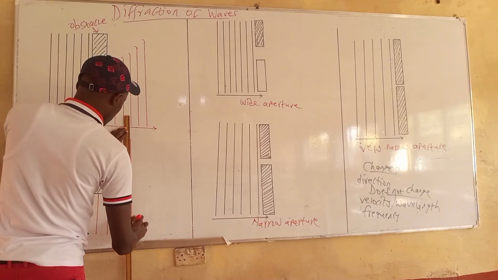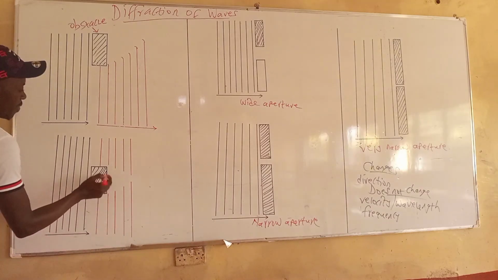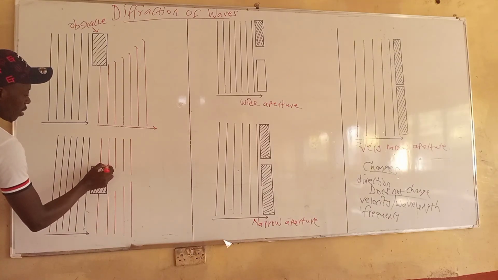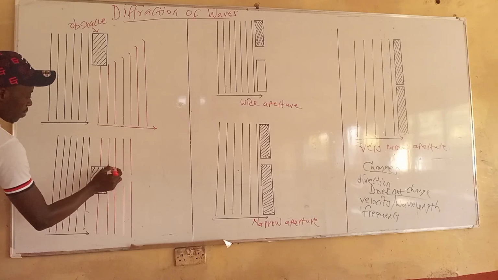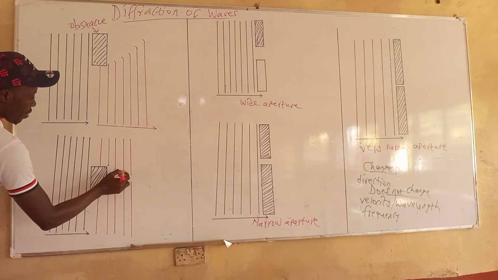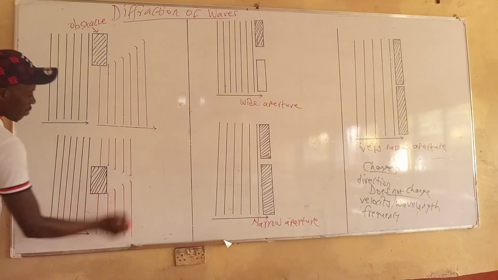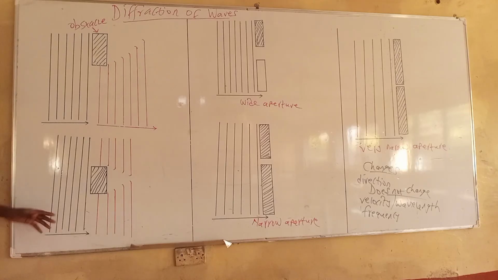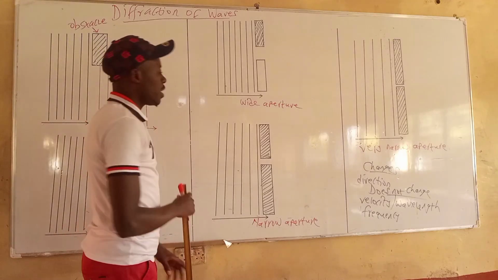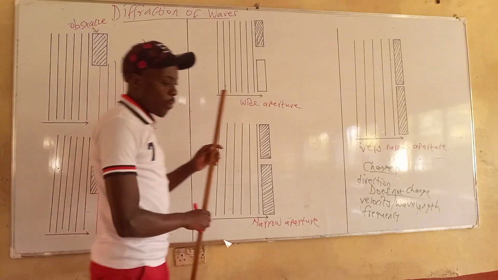Each wave is slightly curving as a result of the influence of the obstacle. So that's how the wave proceeds after passing through the obstacle. Let's look now at the waves passing through a narrow aperture, a wide aperture, sorry. We have a wide aperture.